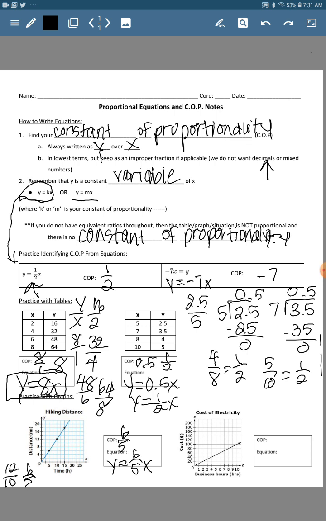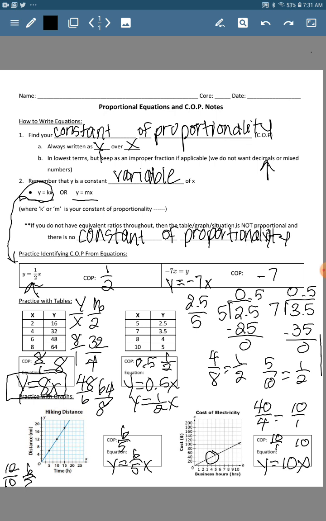Same thing with this graph. I can pick any point where the y and the x meet. So there's not necessarily any points, but you can find one. So for example, I found one there, and it's 40 over 4, which equals 10 over 1. So your constant is 10 over 1 or 10, and y equals 10x.